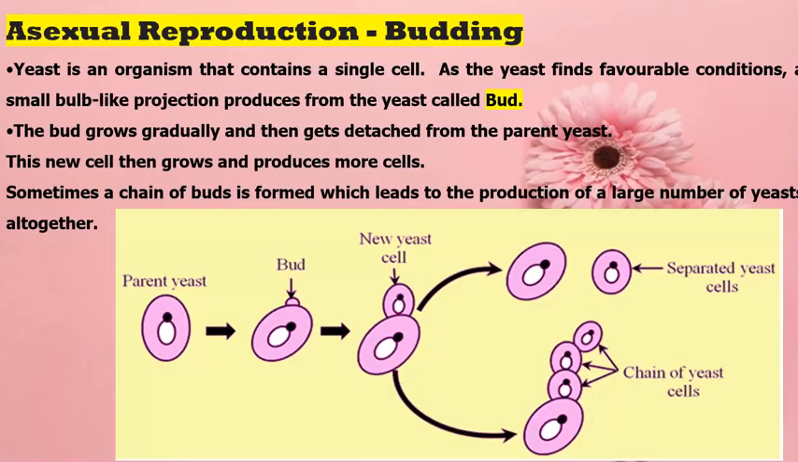Let's discuss budding. Yeast. Yeast is an organism that contains a single cell. As the yeast finds favorable conditions, a small bulb-like projection produces from the yeast called bud. The bud grows gradually and then gets detached from the parent yeast. This new cell then grows and produces more cells. Sometimes a chain of buds is formed which leads to the production of a large number of yeasts all together. It multiplies rapidly by the process of budding.